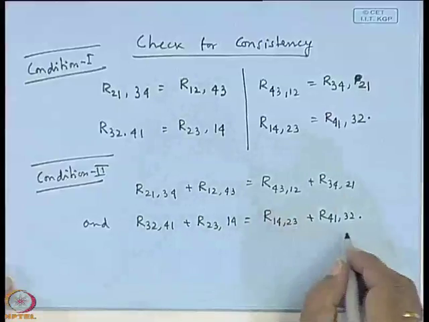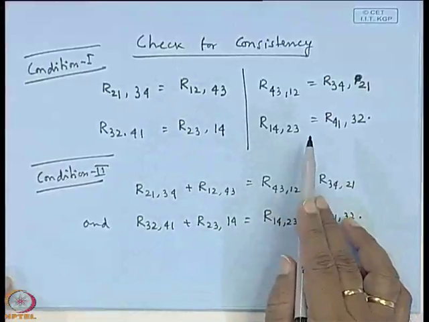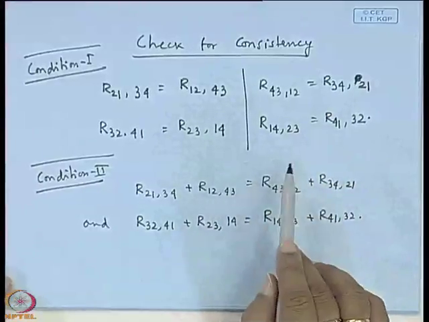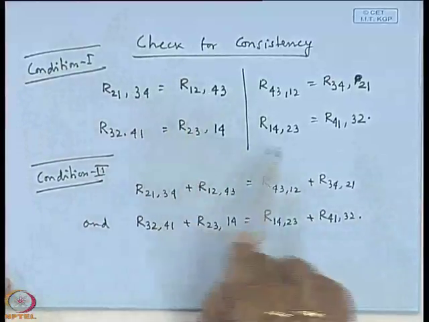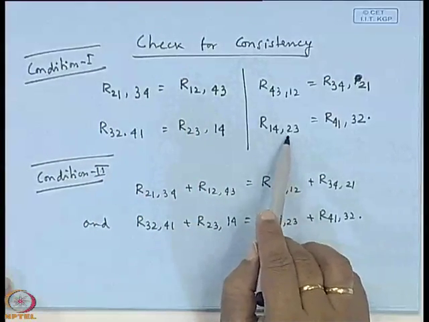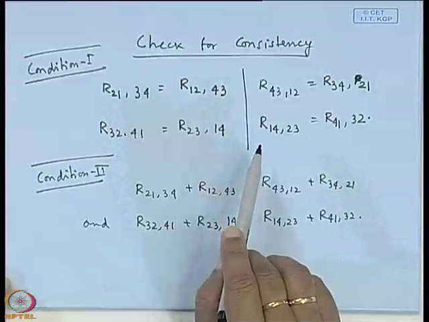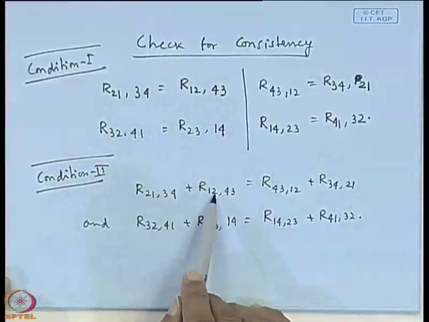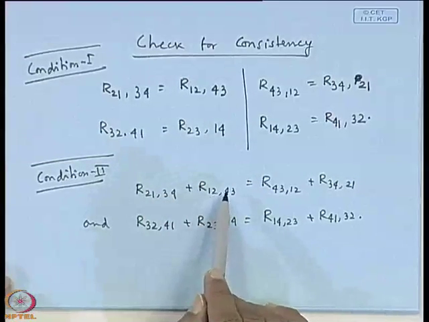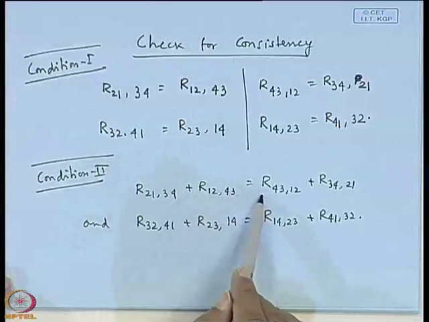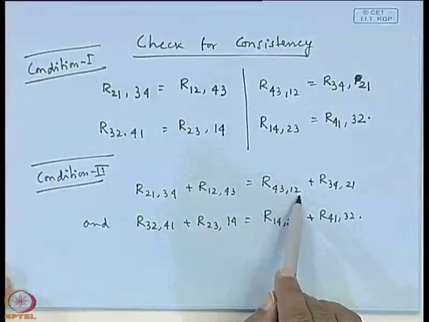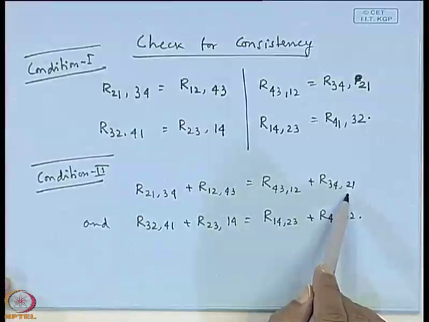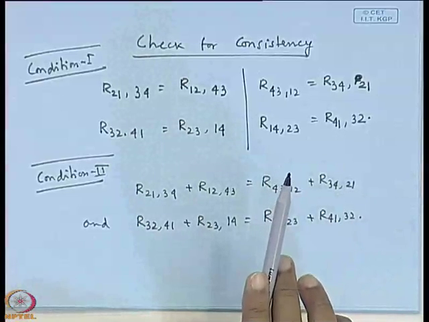Okay. So, if you want to check the consistency, you check in this manner. You have 8 resistances, you see whether this resistance is equal to that resistance, or if you add these two resistances, whether their total value is equal to the sum of the two resistances R4312 and R3421. So, these are the consistency checks.